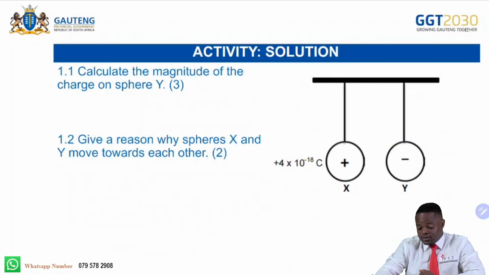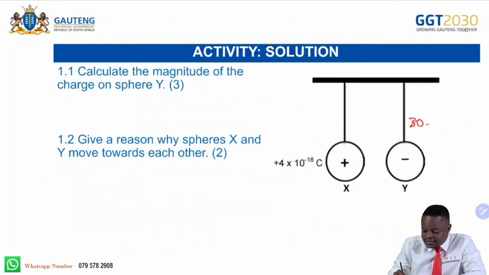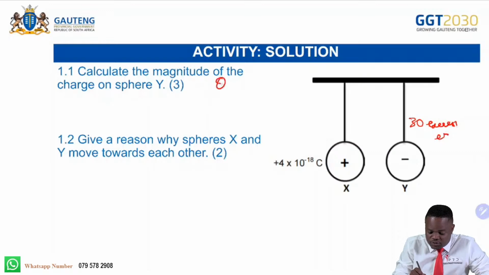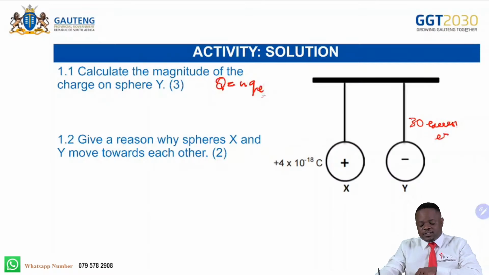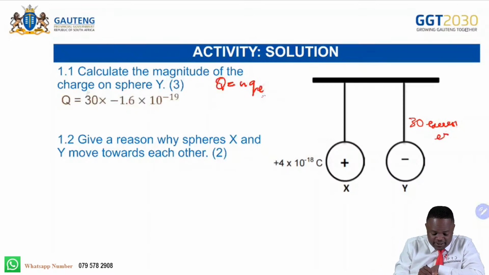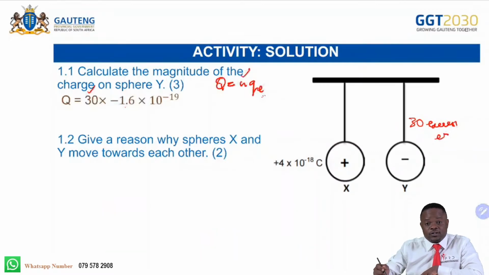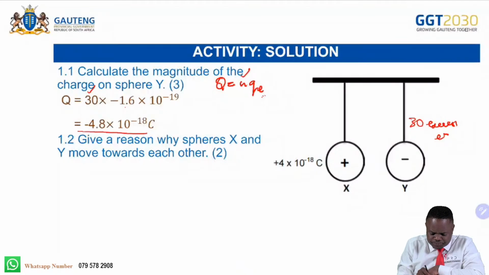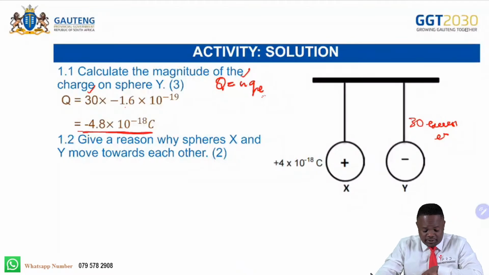So how do we get the charge on sphere Y? We're told this has got 30 excess electrons. Right. So what formula do we use to get our charge? Remember, our charge Q is equal to N times Qe. And your Qe there, remember, is the elementary charge carried by a single electron. Okay, and therefore it's 30 electrons, that is your N. And the charge on an electron is negative 1,6 times 10 to the power negative 19. And you get your value there, negative 4,8 times 10 to the power negative 18 coulombs. Right, I'm sure you're able to get that.